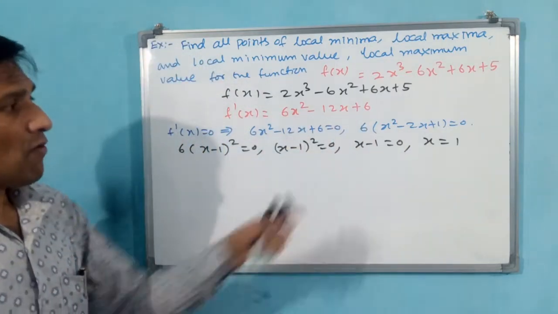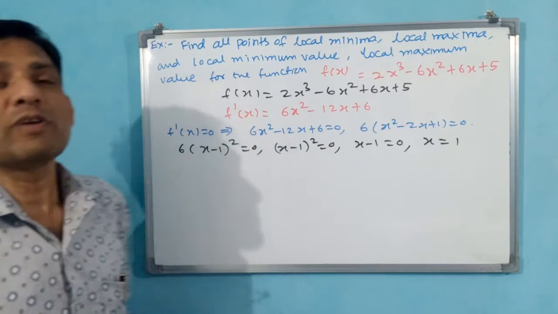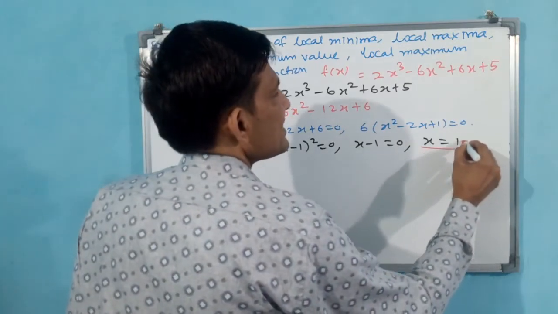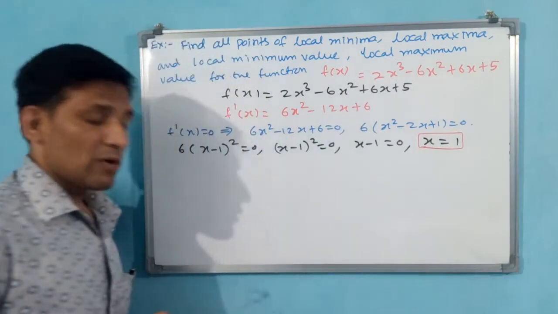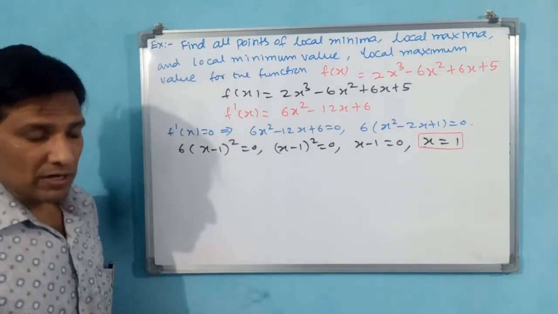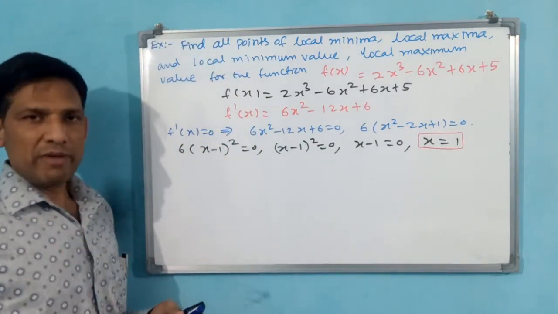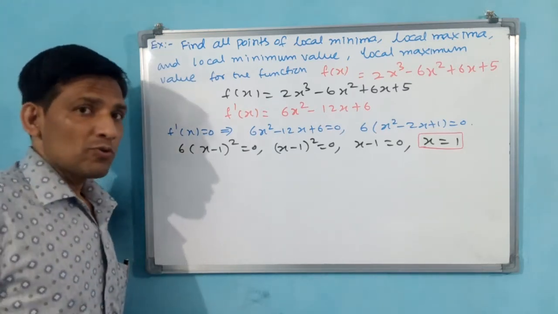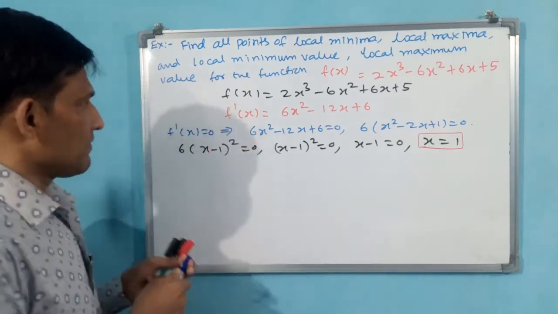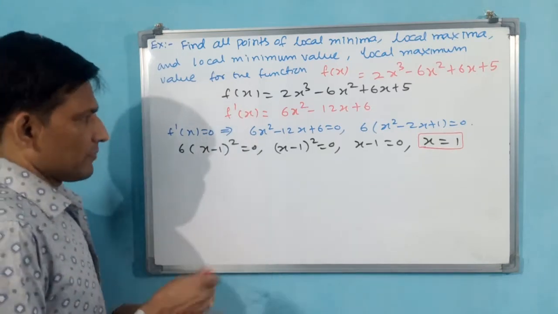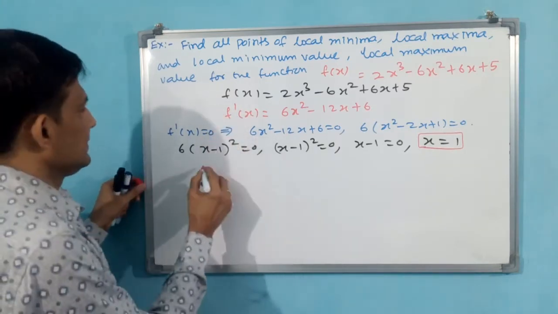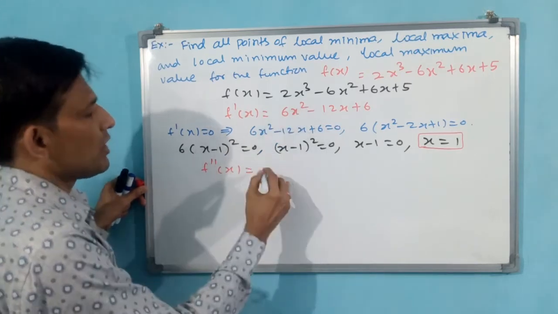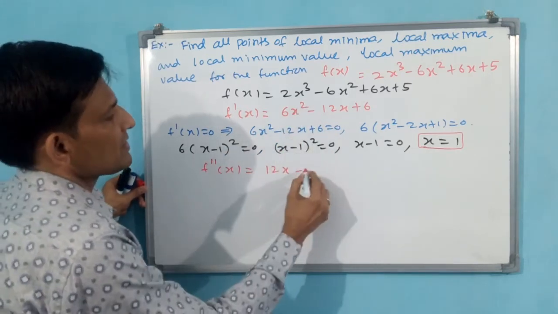What is this x is equal to 1? x is equal to 1 is a critical point. But we don't know whether this critical point is a local minima, local maxima, or point of inflection. How to find? Go to the second derivative test. Write down f double dash x. f double dash x is equal to, from 6x square, 12x minus 12.